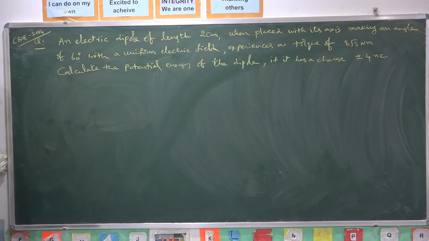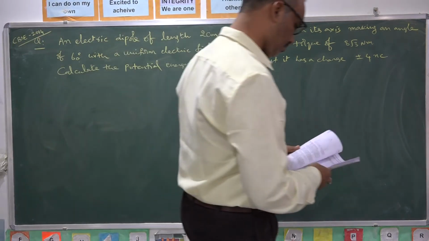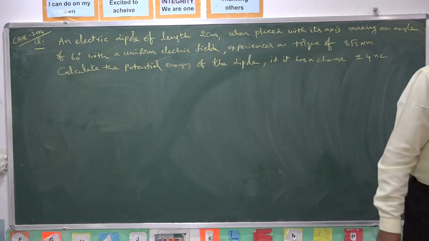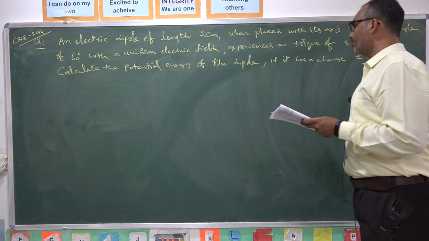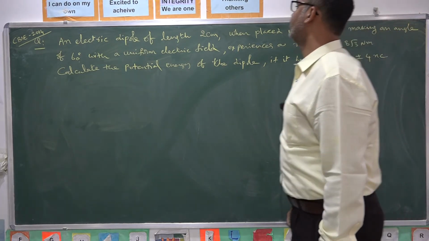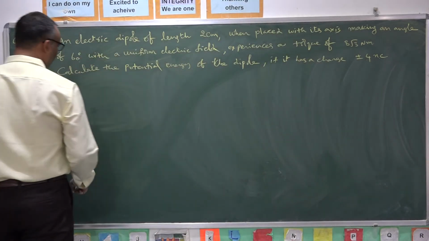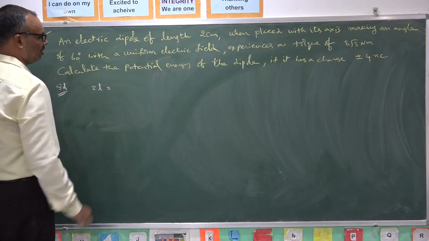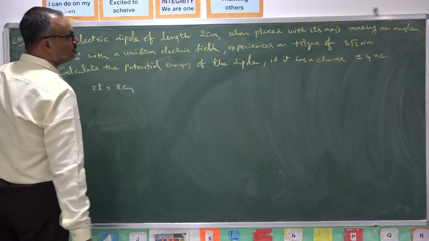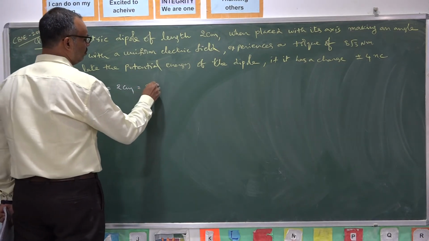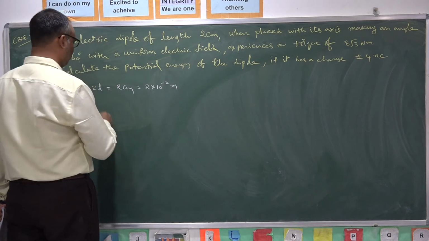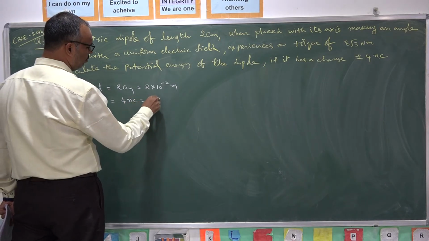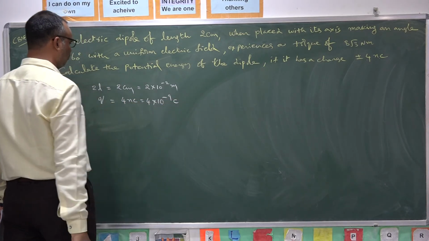Let me solve this question. So as per the question, there is a dipole formed by 2 charges, each of charge 4 nanocoulombs. Length of the dipole they gave. So length of the dipole generally we represent with 2L. 2L value they gave 2 centimeters. That is nothing but 2 into 10 power minus 2 meters. Each charge is given by 4 nanocoulombs, that is 4 into 10 power minus 9 coulombs.